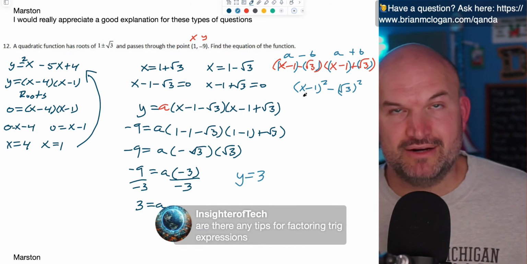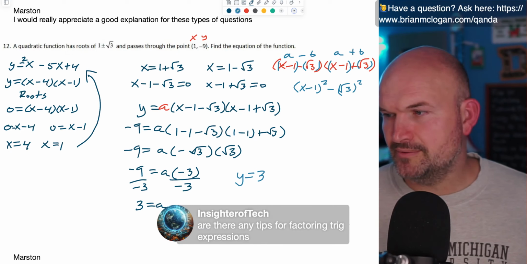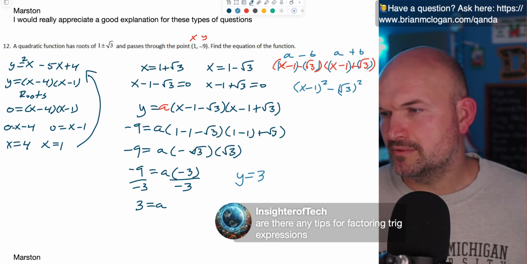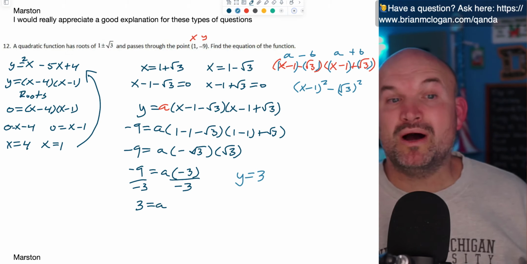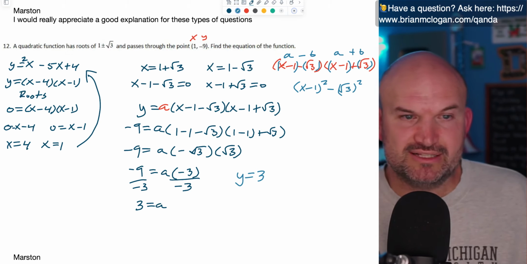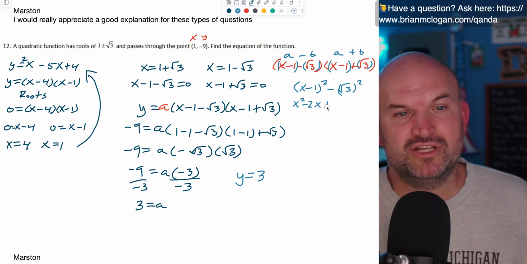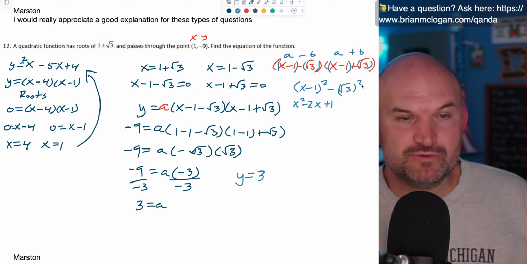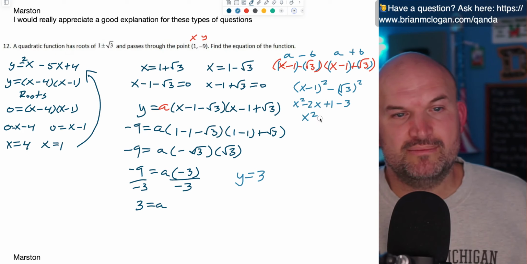Now, hopefully you know how to expand a quantity squared rather quickly. That's going to be x minus 1 times x minus 1. So that's going to give us x squared minus 2x plus 1. And then square root of 3 squared is going to be minus 3. So therefore, this is x squared minus 2x minus 2.